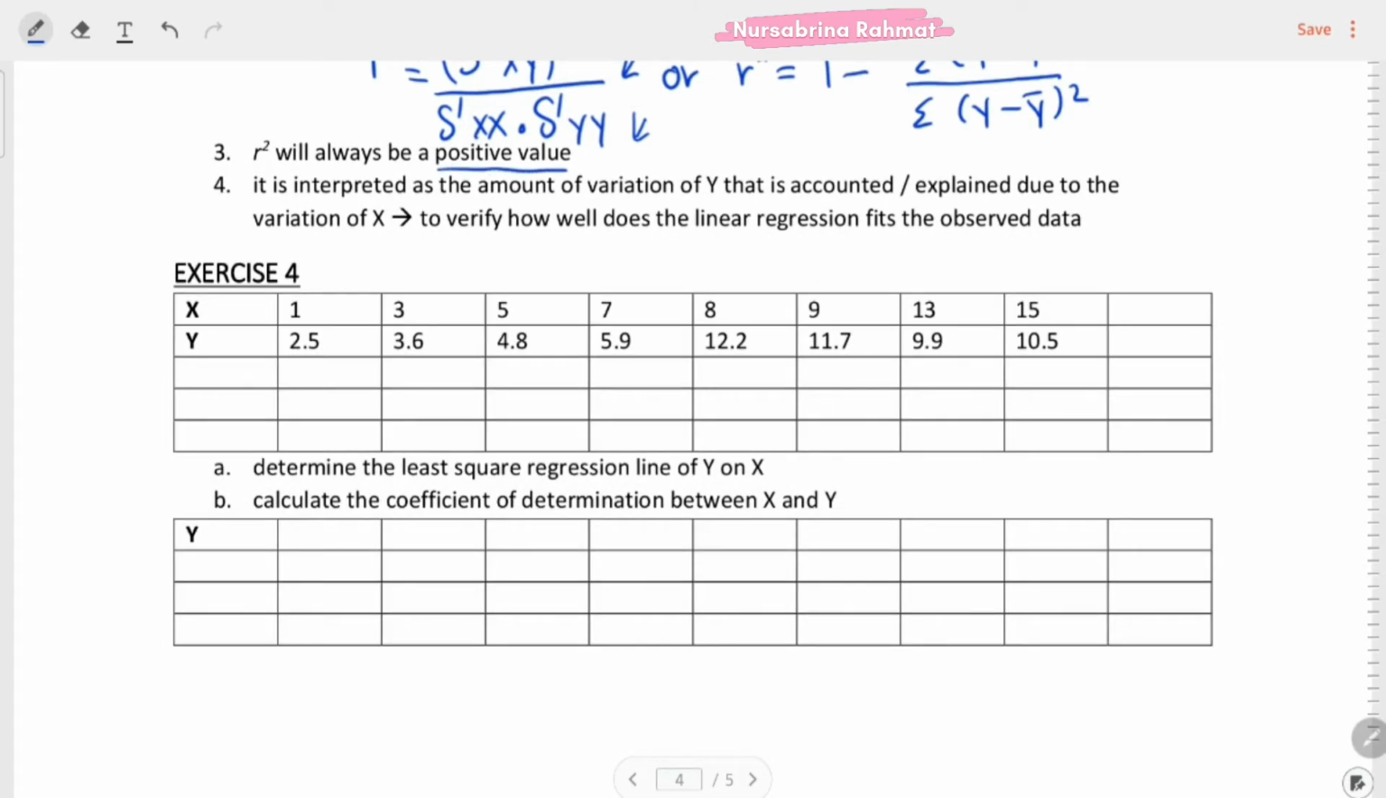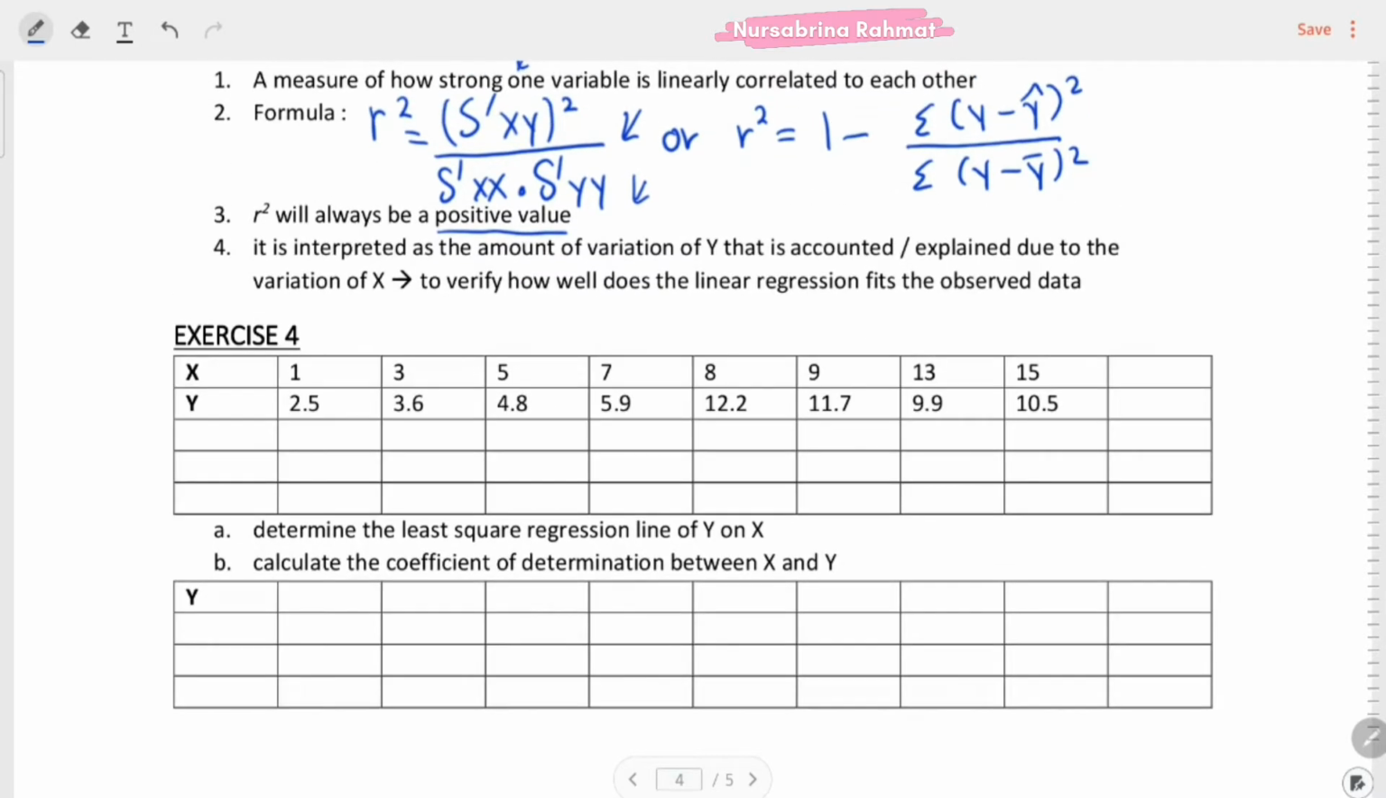Why do we calculate r square? From the r square, we find out the percentage of variation of y that is accounted for or explained by the variation of x. If it's a high percentage, the regression line that you determined can be said to be valid. But if the percentage from your r square value is very little, that means our regression line is not that reliable for prediction or estimation of other unknown variables.